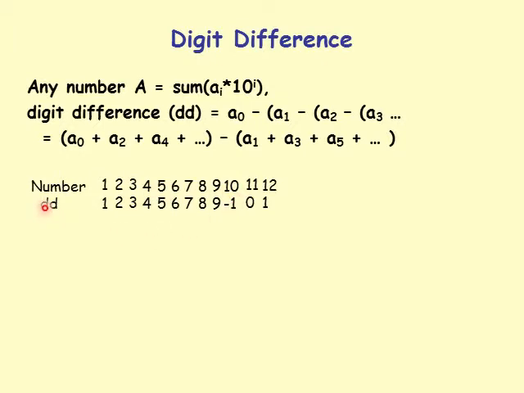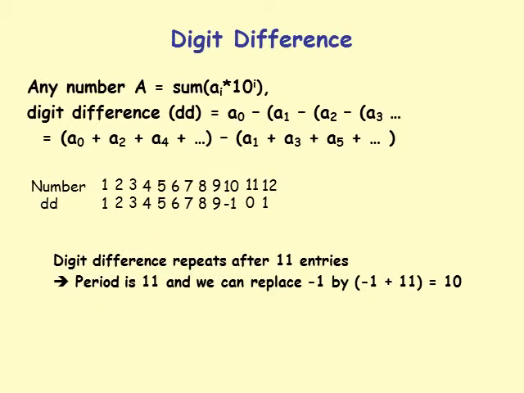So DD is periodic and the period is 11. The digit difference repeats after 11 entries. Since the period is 11, one can resolve minus 1 by replacing minus 1 with minus 1 plus 11, which is equal to 10. So the digit difference of 10 was minus 1, which we can replace by 10.